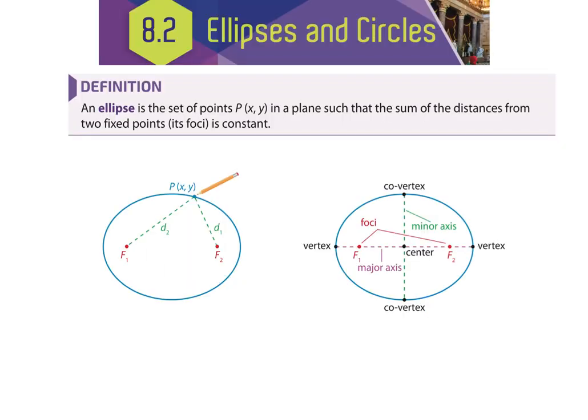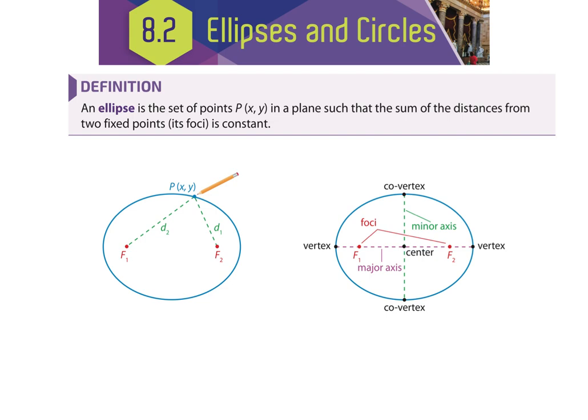So a couple things about an ellipse. First of all, the definition is a set of points in a plane such that the sum of the distances from two fixed points, which are its foci, is constant. All right, when you think about it, a circle is a set of points equidistant from one point. An ellipse is actually a set of points that relate to two points, is what you're trying to think of.